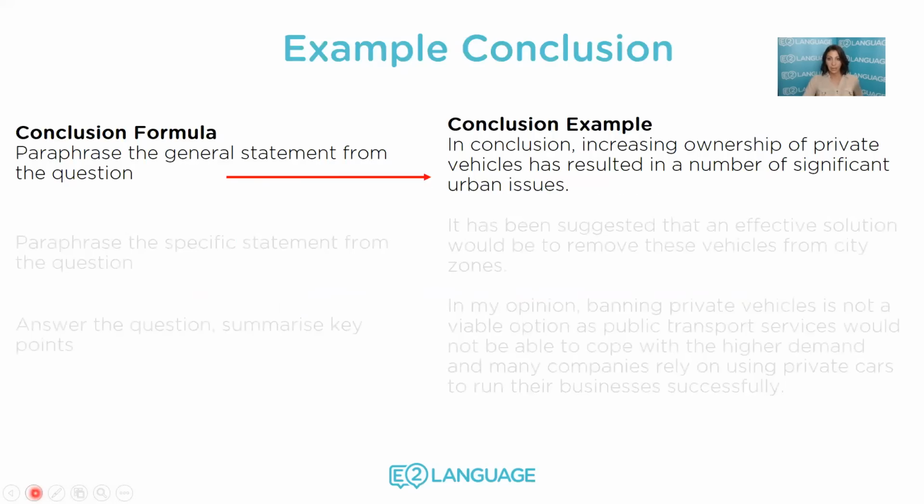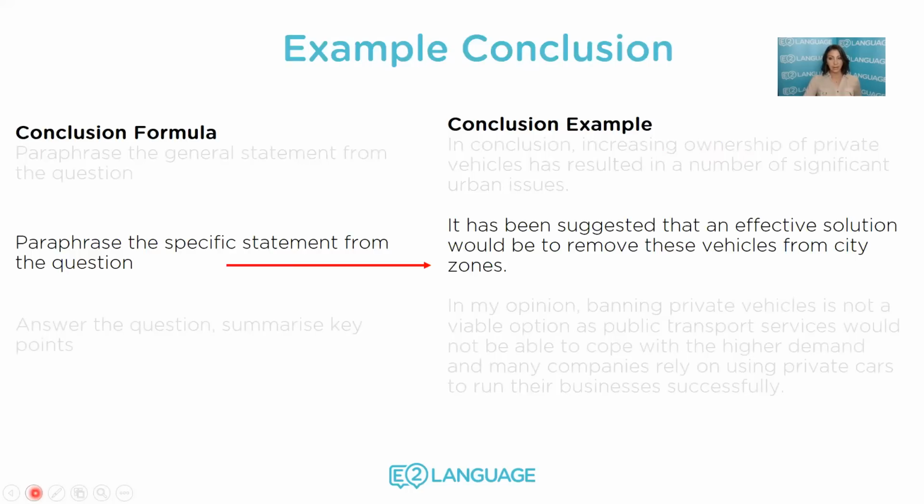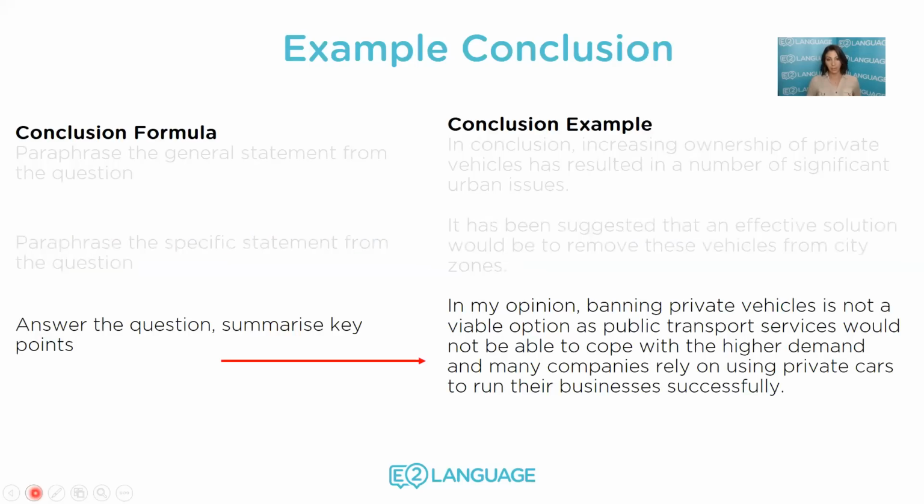Main idea from paragraph 1, main idea from paragraph 2. For example, in conclusion, increasing ownership of private vehicles has resulted in a number of significant urban issues. It has been suggested that an effective solution would be to remove these vehicles from city zones. Again, same idea, banning, prohibiting, removing. Answer the question and summarize key points. In my opinion, banning private vehicles is not a viable option, as public transport services would not be able to cope with the higher demand, and many companies rely on private cars to run their businesses successfully.